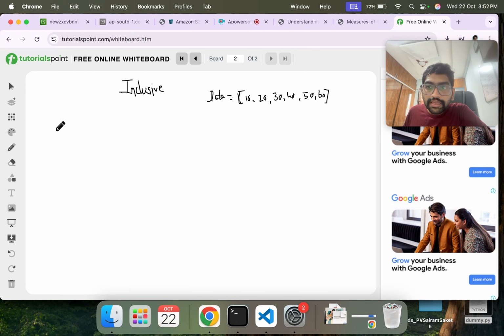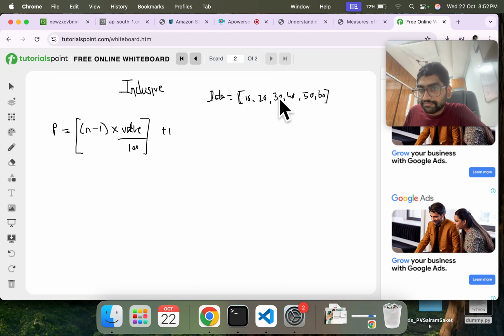So to calculate the percentile for this, the percentile will be your n minus 1 into the percentile value by 100, and you will do plus 1. So this is how you can calculate the percentile using this formula. The advantage of this percentile is it will give values that are present here itself: 10, 20, 30, 40, 50, 60, and you got 6, right? So here we will write n as 6. Now you will solve this equation.